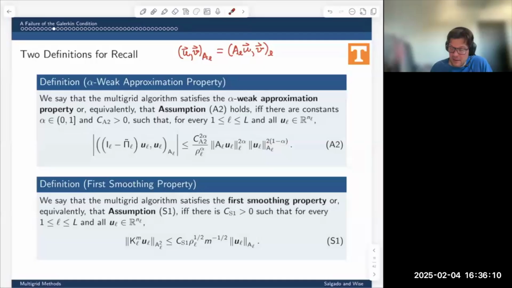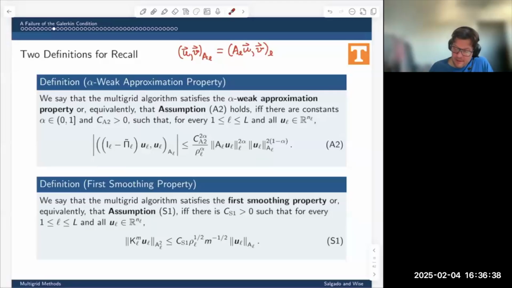So how big is this? Well, alpha could be as big as 1. If alpha is equal to 1, then 1 minus alpha, of course, is equal to 0. So this is 2 times 0. Alpha equals 1 is actually a special case. That's what we called the weak approximation property, and that was assumption A1, as I recall.